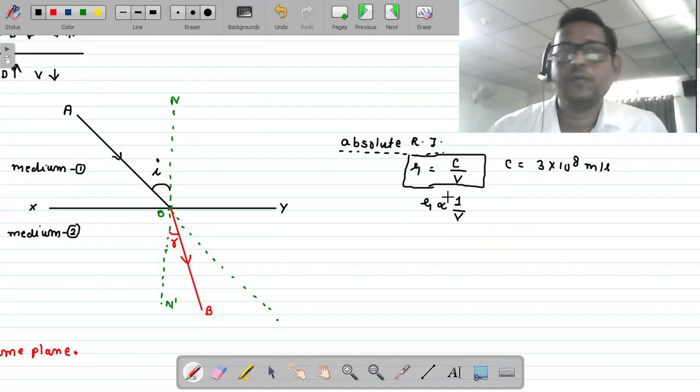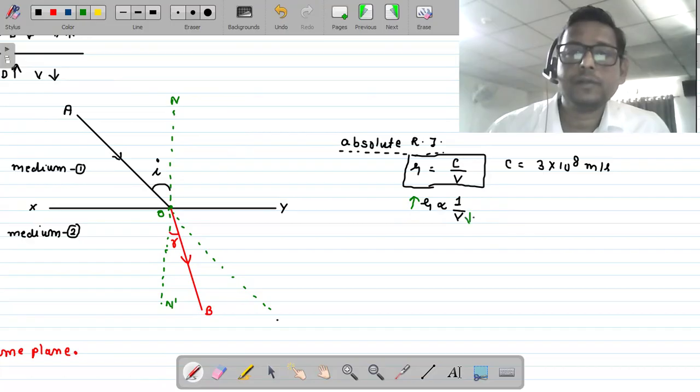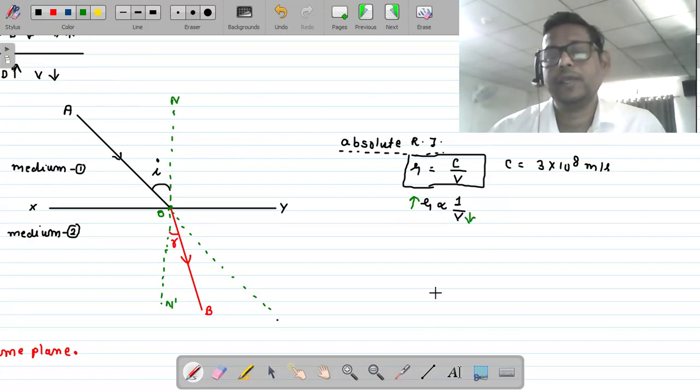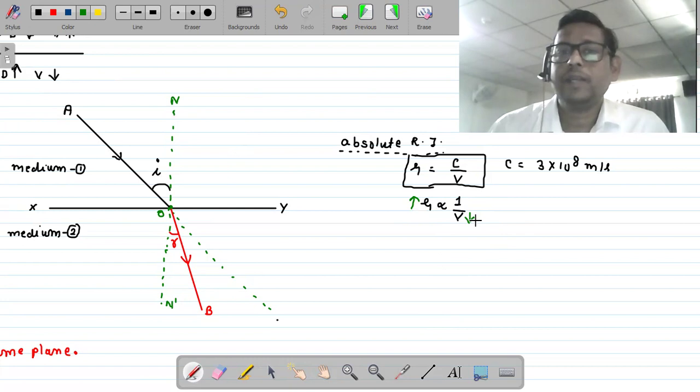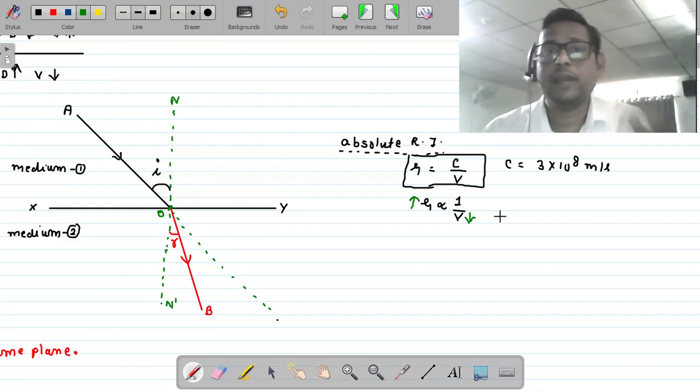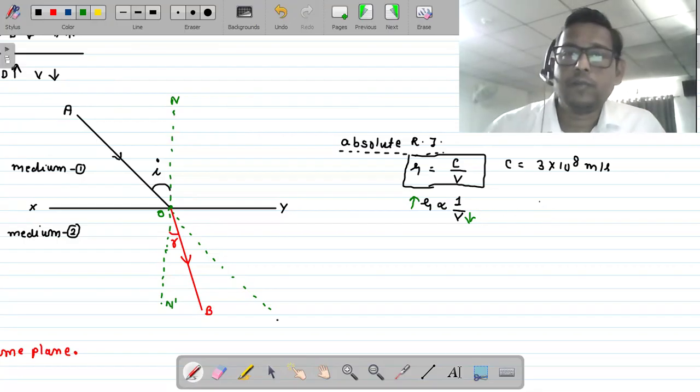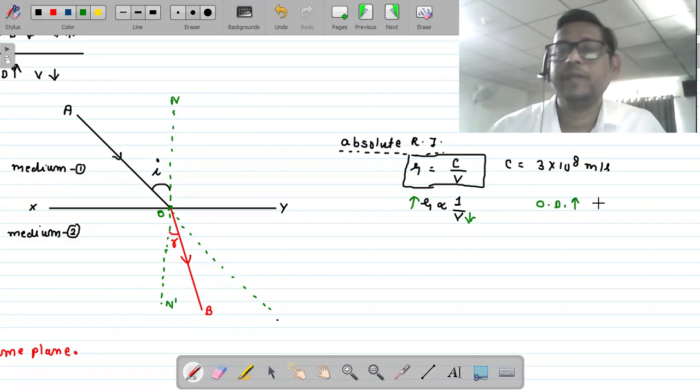From this relation I can say that if the refractive index of a particular medium increases, then the speed of light decreases. And the speed of light decreases when the optical density is higher. So if the optical density of a particular medium is higher, then the refractive index is also higher, and because the refractive index is higher, the speed of light will be lesser.